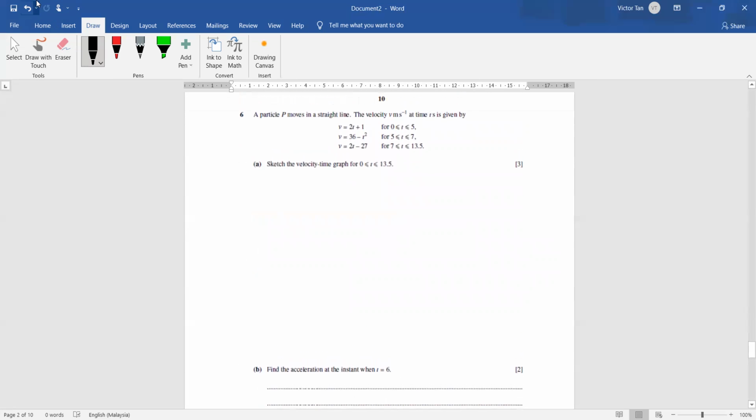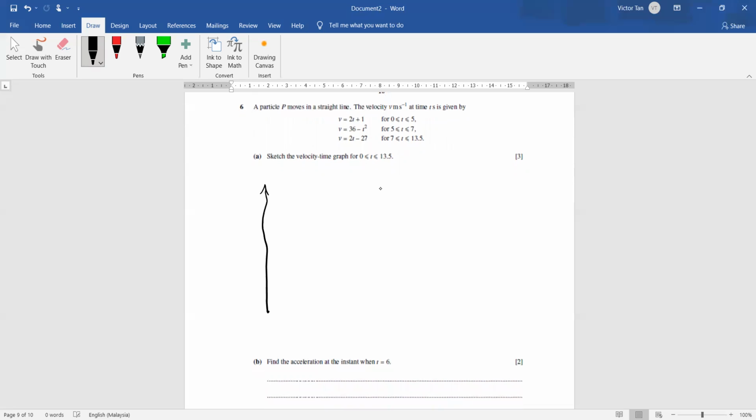Okay. A particle P moves in a straight line. The velocity V at time t seconds is given by these three formulas. Let's sketch the velocity time graph from 0 to 13.5. In order to do this question, you need to know the graph. From 0 to 5, this is a linear graph, 2t plus 1. It will start at 1 when t is 0, and when t is 5, it is 11.